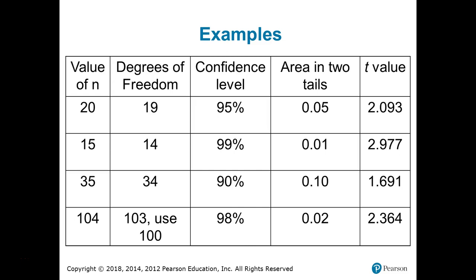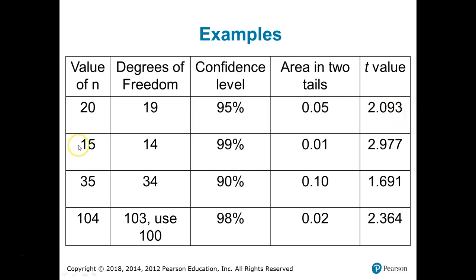So say the value of n was 20. N minus 1 would give a degrees of freedom of 19. And say we were interested in a confidence level of 95%. So the area in the two tails would be 0.05, and then you see where that corresponds. You get a t-value of 2.093.